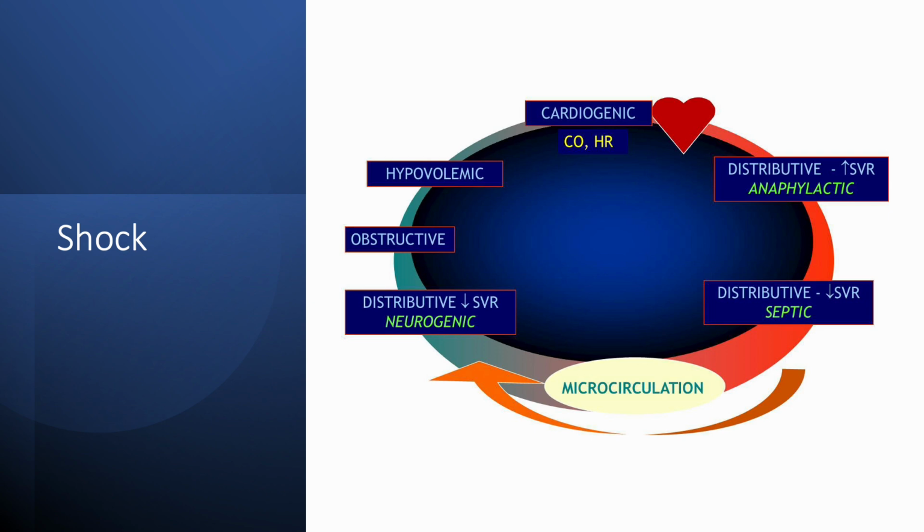So we'll talk about the different types of shock that are included in this diagram, but what I just want you to see is that there are different types of shock and their hemodynamic characteristics are different. This diagram is helpful for understanding the different hemodynamic changes in various types of shock, but notice that at the center is microcirculation and it is highlighted, which emphasizes the importance of maintaining tissue perfusion and oxygen delivery, which is compromised in all types of shock.